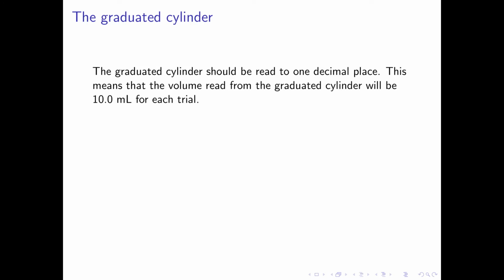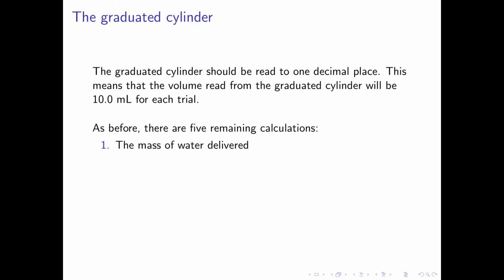Now we can work on the graduated cylinder. Recall that the graduated cylinder in this case should be read to 1 decimal place. This means that the volume read from the graduated cylinder will be 10.0 milliliters for each trial. The calculations for the graduated cylinder will be almost identical to those for the beaker.